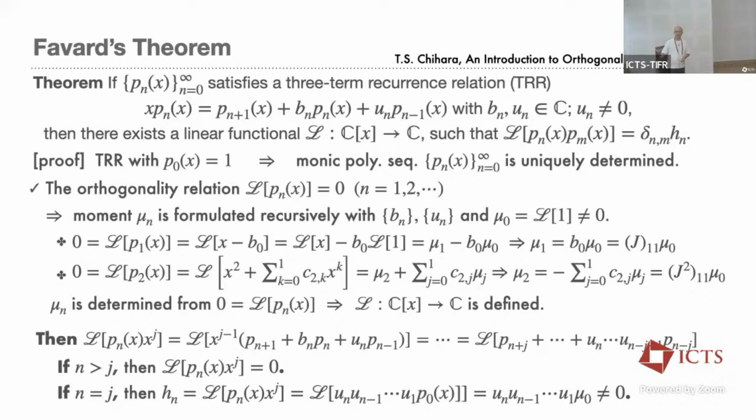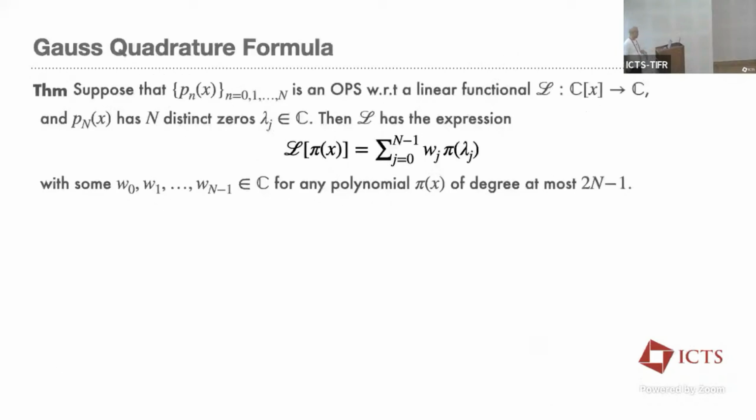It is easy to say that for P_n and x to the j, if j is n, then a non-zero constant should appear. The non-zero condition will be proven in this expression. So this is Favard's theorem. It's quite important, starting from the Jacobi matrix.